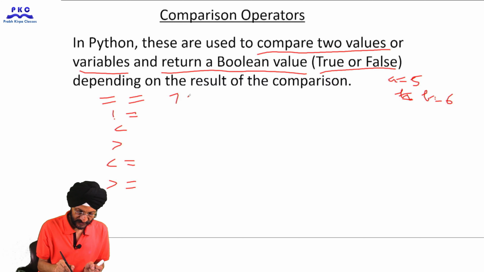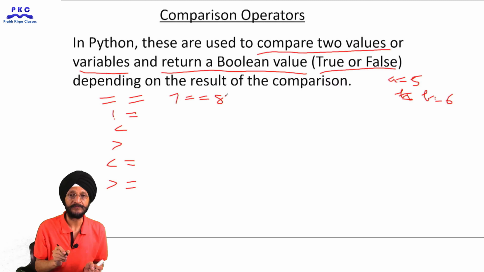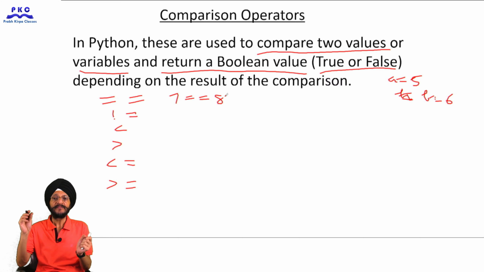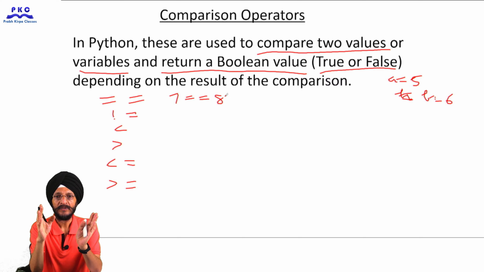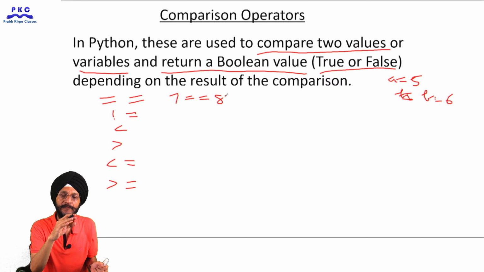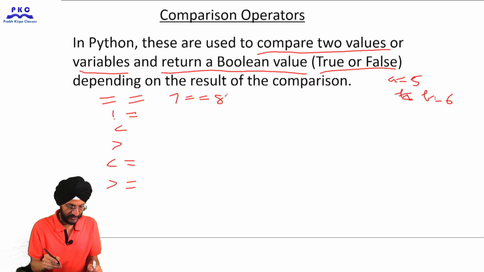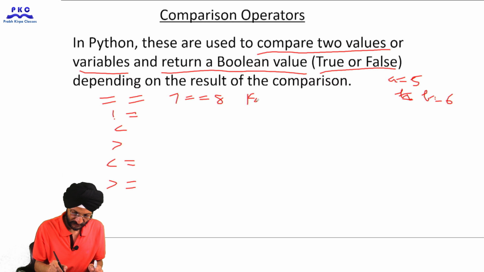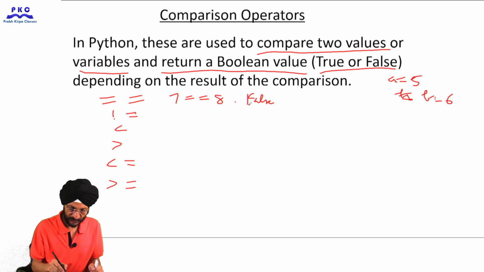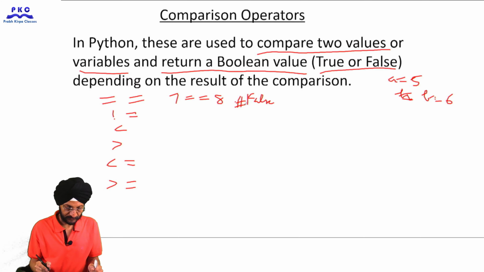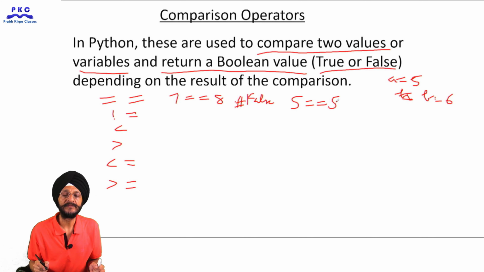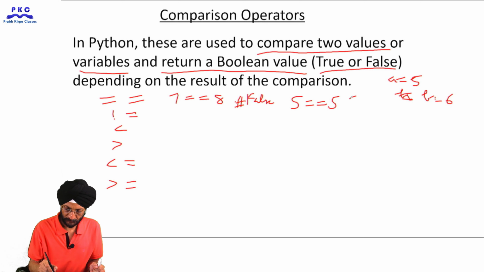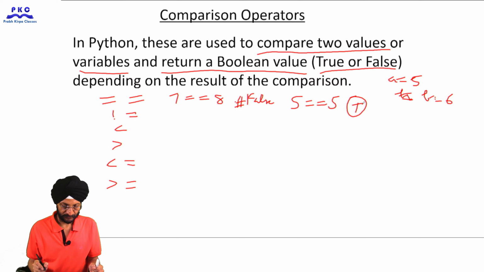Suppose we write 7 equals 8. Whether both are equal. Whether 7 equals 8? No. 7 is lesser. So what is the answer? It is false. Output will be false. If we write 5 equals 5, what will be the output? The output will be true.